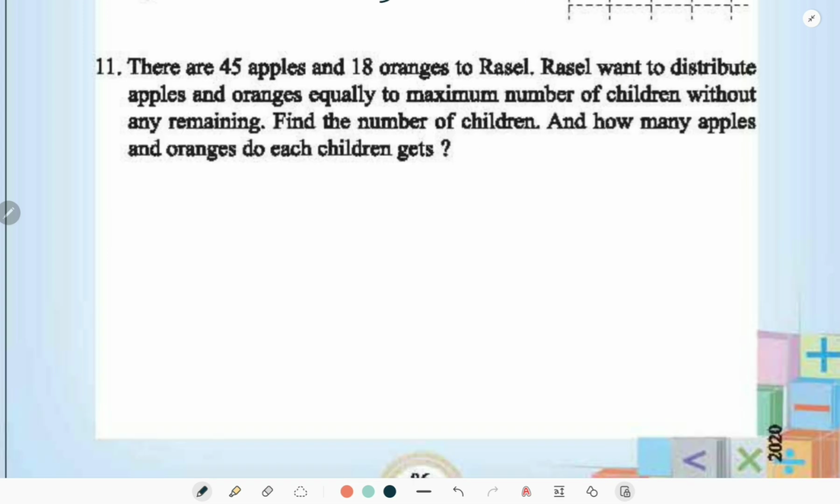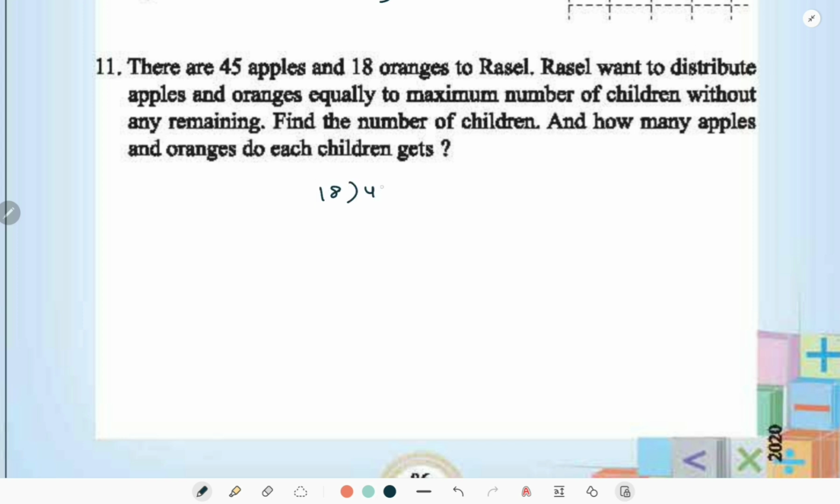There are 45 apples and 18 oranges with Russell. Russell wants to distribute apples and oranges equally to the maximum number of children without any remaining. Find the number of children and how many apples and oranges each child gets. Since it is the maximum number of children, it is an HCF problem.